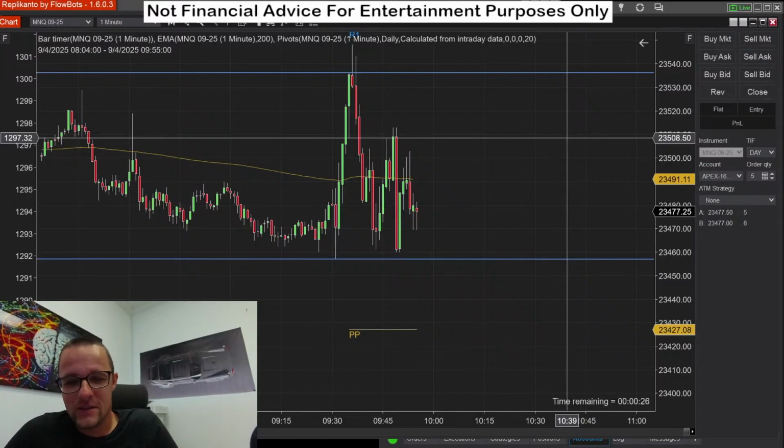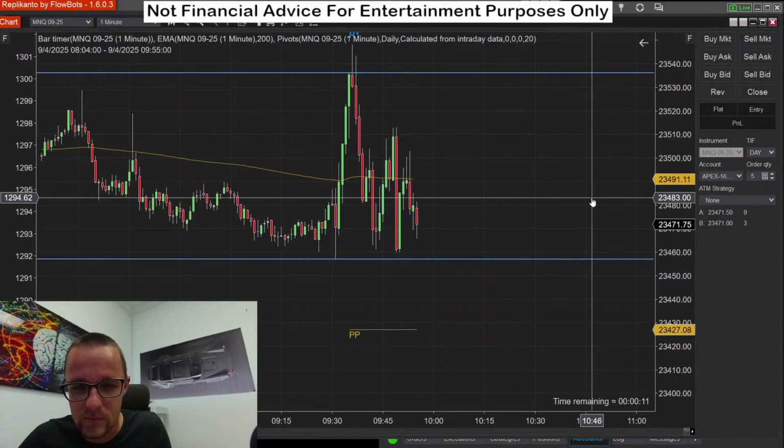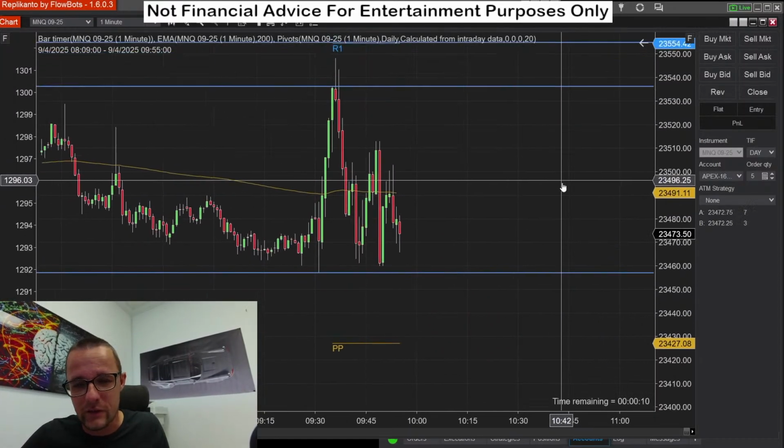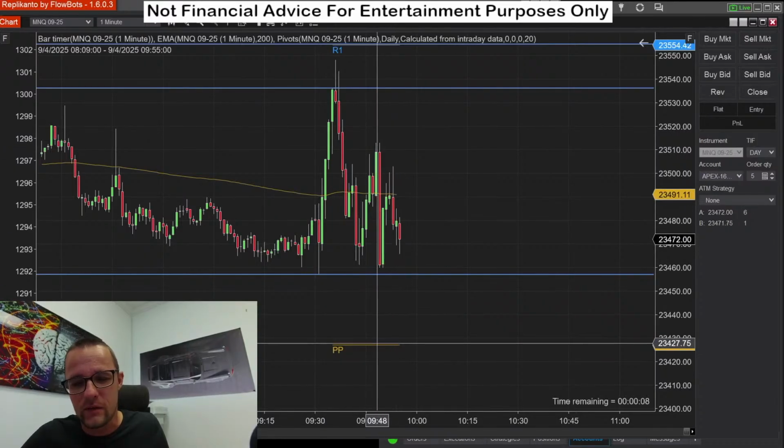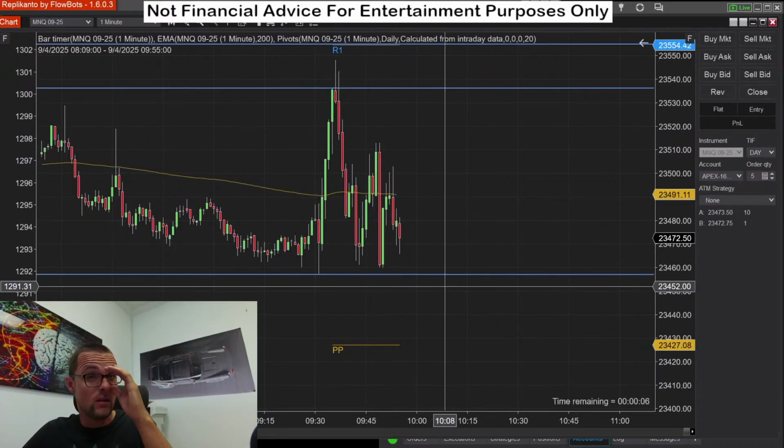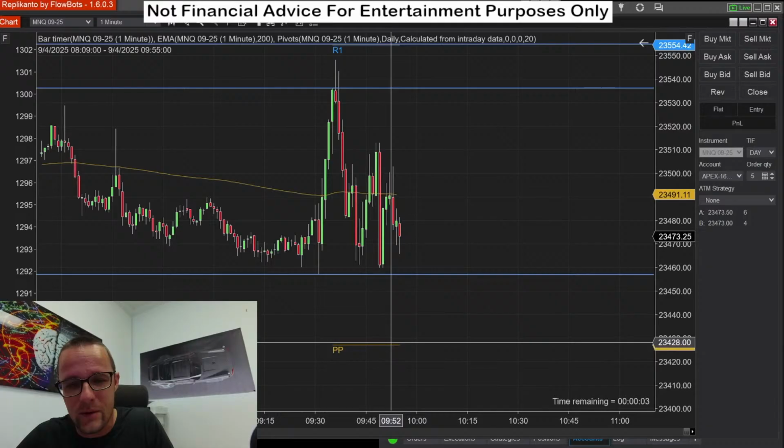Alright, we got 6 minutes left. Six minutes, let's see. So far, it's literally been inside the range for the first, what's been 30 minutes, almost? It has not broken once outside of the range yet.